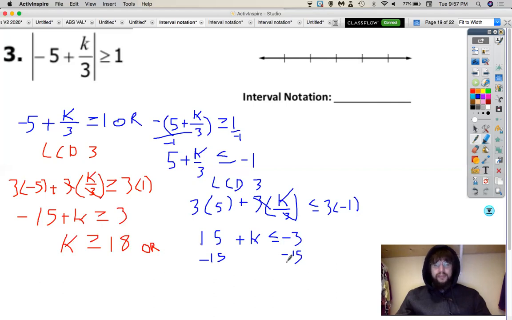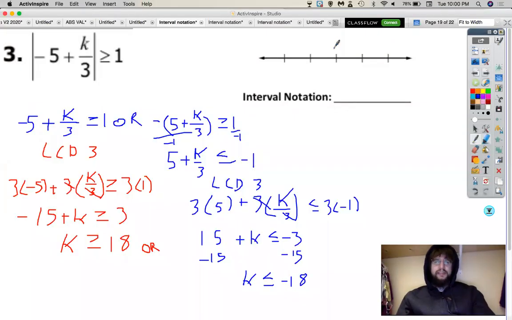All right, subtract 15 from both sides, and k is less than or equal to negative 18. Okay. You can check that again if you really want to, but I'm not going to. You're good. It's an or. Yeah, let me check that.